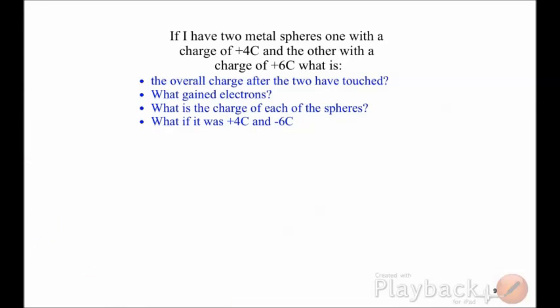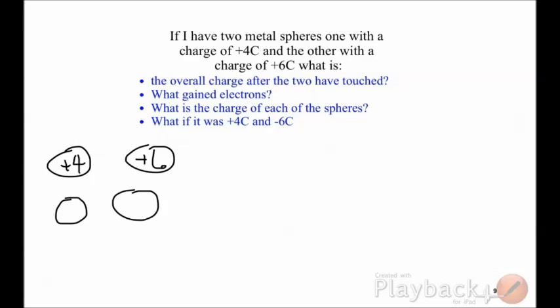Alright, conservation of charge. This goes along with the conservation of charge. Charge is not created or destroyed. If I have two metal spheres that are both positively charged and they touch, what's going to happen? Well, like charges repel. So what's going to happen is they're going to equally distribute. So you're going to end up with a positive 5 charge in each one.